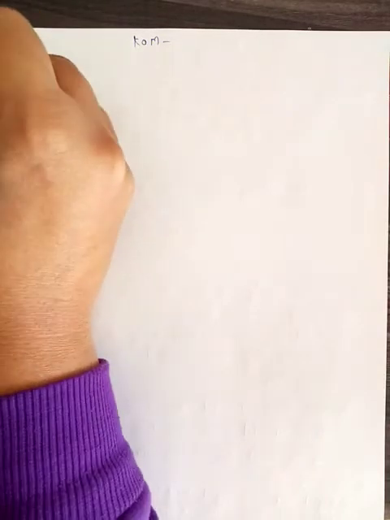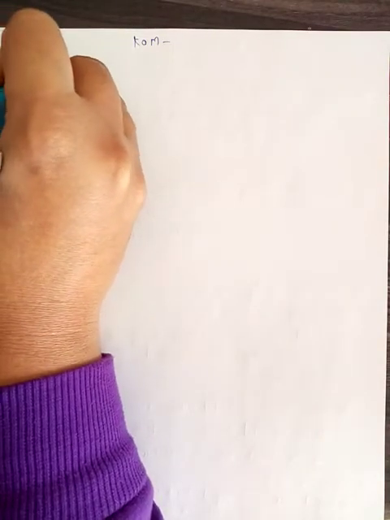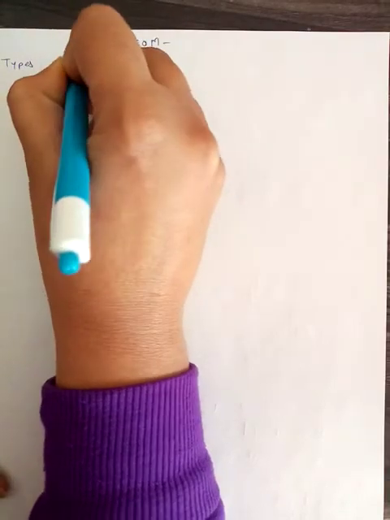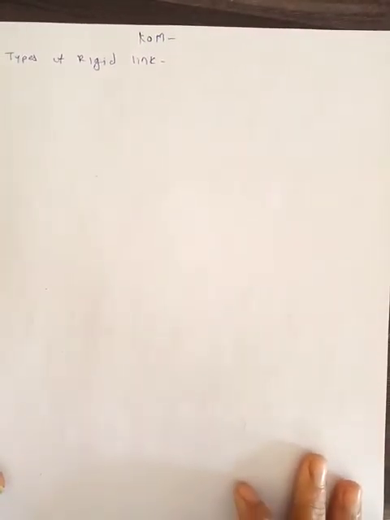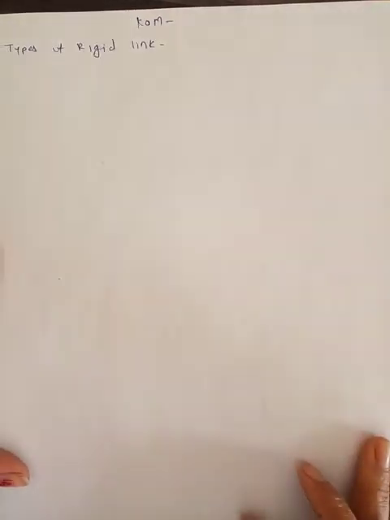In this video we will study the types of the kinematic link, the types of a rigid link. First, what is a rigid link? In the previous lecture we saw the definition. A rigid link is a link which does not undergo any appreciable deformation while transmitting the required motion.